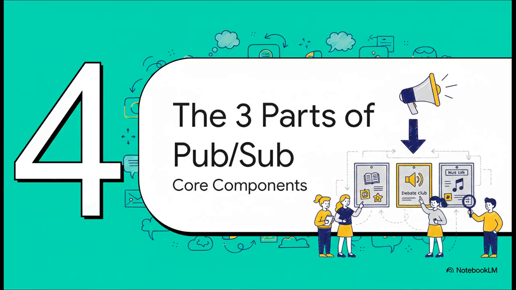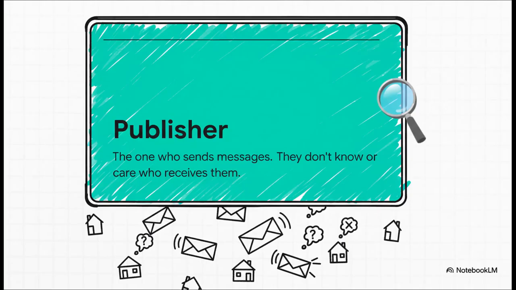Okay, so now that we have that analogy locked in our heads, let's use it to break down the three core components of this pattern. It's actually really straightforward. First up, you have the publisher. This is the one creating and sending out the messages. In our story, that's the teachers. They write the announcement, they post it, and that's it. Their job is done. They have no idea who's going to read it, and frankly, they don't need to care.